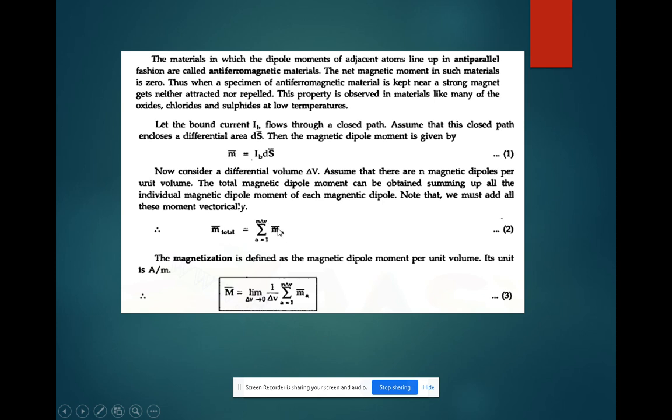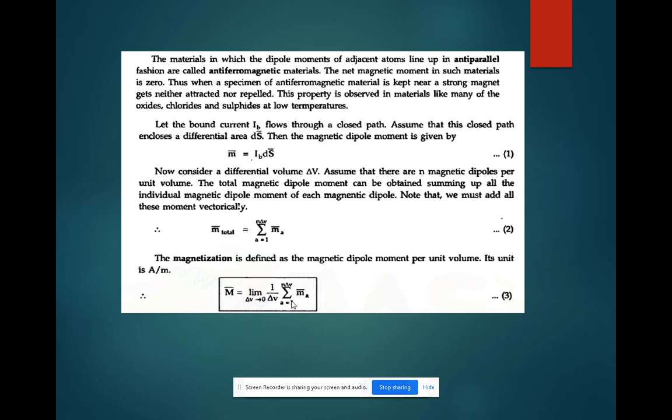Okay, into M vector. A represents nothing but the number of dipole moments added to your volume of material. Here the magnetization can be represented in the form of M vector. Magnetization is nothing but magnetic dipole moment per unit volume.